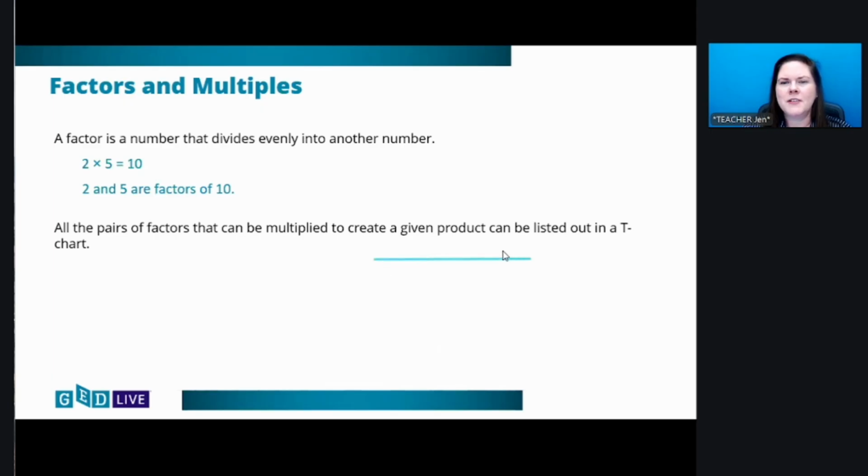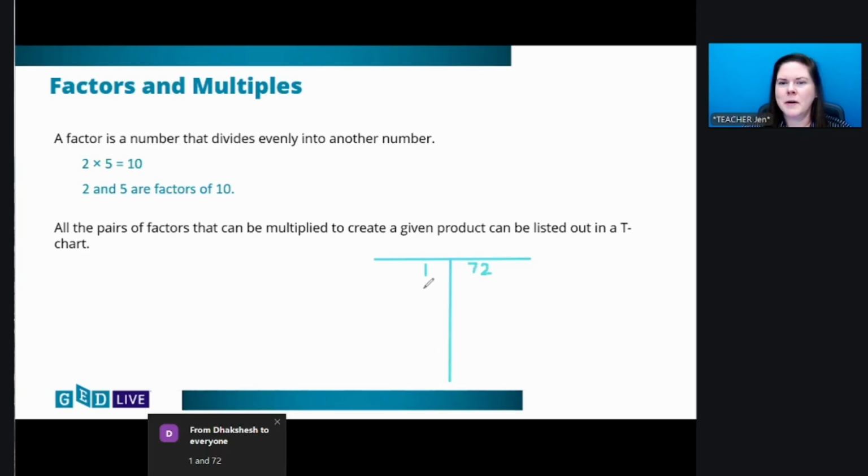Let's factor 72. Okay, so we have 1 and 72, of course. That's always where we start. And 2 and what number?